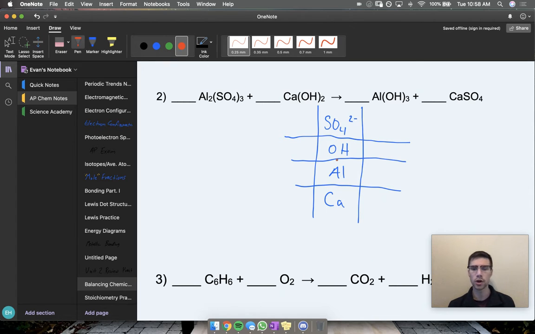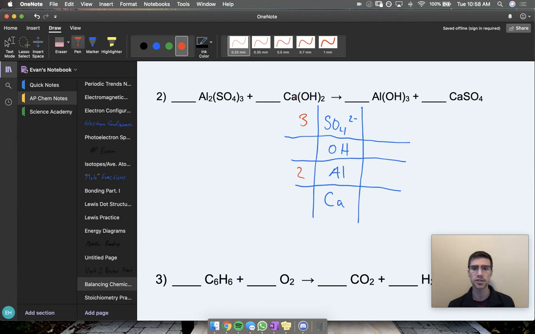Cool. So again, what do we have starting out? On the left, we have two aluminums. It's our subscript here. Remember, this 3 is the subscript on the outside of the parentheses. So this 3 corresponds to everything in this parentheses, which is the S and the O4. So technically, we'd have S3O12. But what this really means is we just have 3 of the SO4 anion.